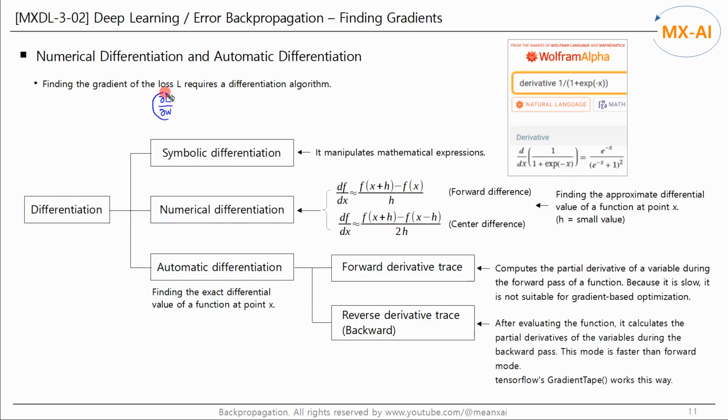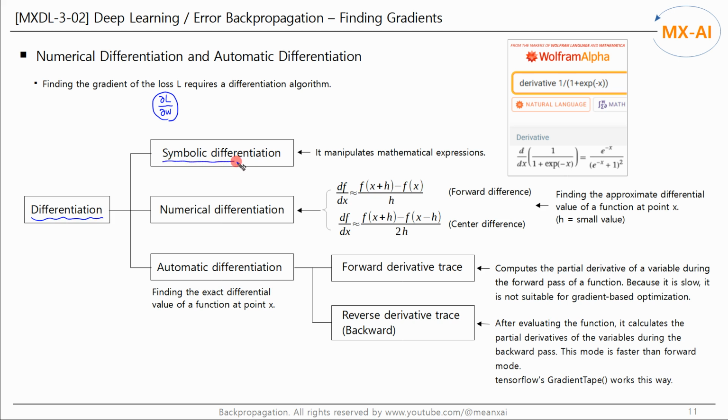Finding the gradient of the loss L requires a differentiation algorithm. Since the expression of the loss L varies depending on the neural network structure, an algorithm that automatically differentiates it is required. In deep learning, the amount of training data is huge, and the number of parameters is also very large. Also, the parameters are updated over a very large number of iterations. Therefore, an algorithm is needed to find the gradient of loss L as quickly and accurately as possible. Let's look at the differentiation algorithms shown below.